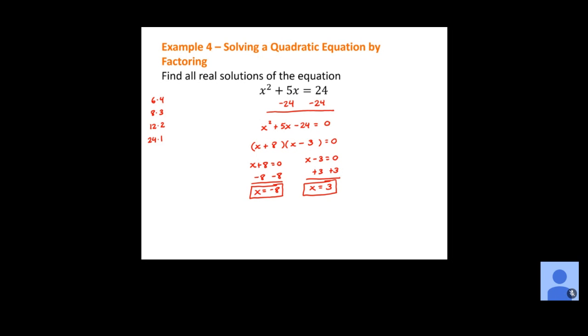So again, just to recap, set your quadratic equation equal to 0 first. See if there's a way to factor it. If there is, then that's what we want to do. And then we can just set each of those factors equal to 0 and solve for x from there.